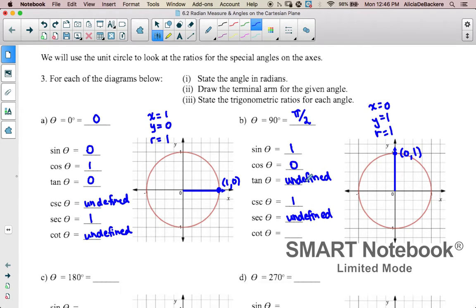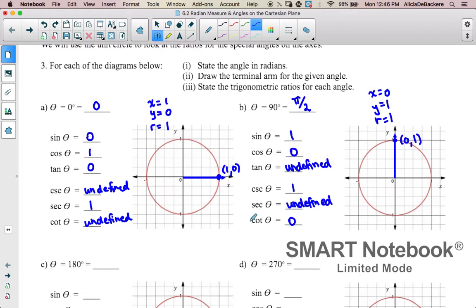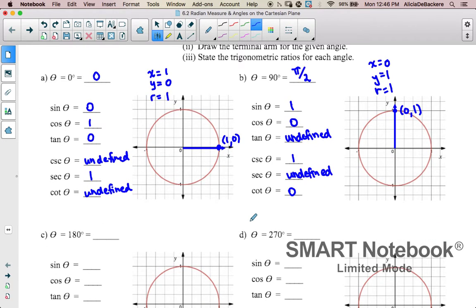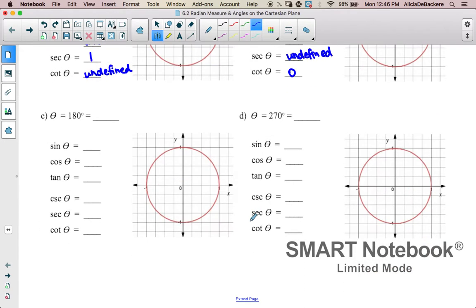And then the undefined here, remember, that started as 1 over 0. When I flip that over, I get 0 over 1, which is allowed. And so cotan of 90 degrees, or cotan of pi by 2, is 0. Moving on to part C here, 180 degrees.